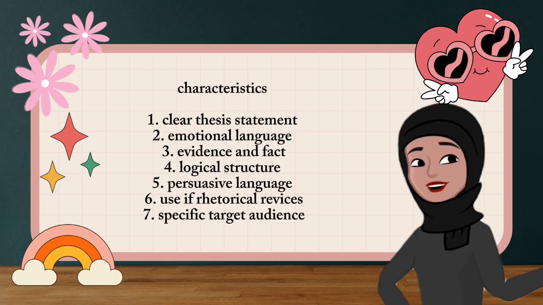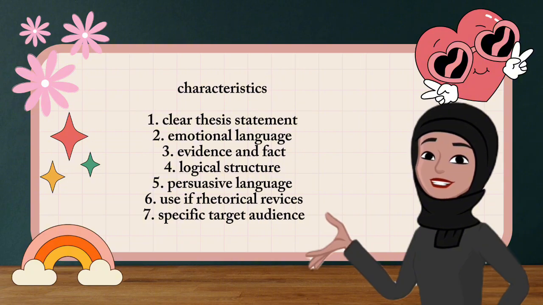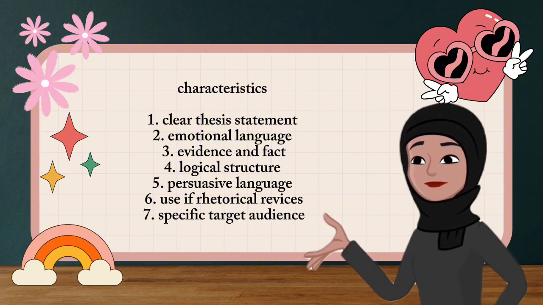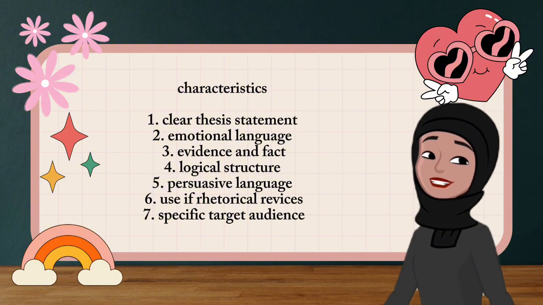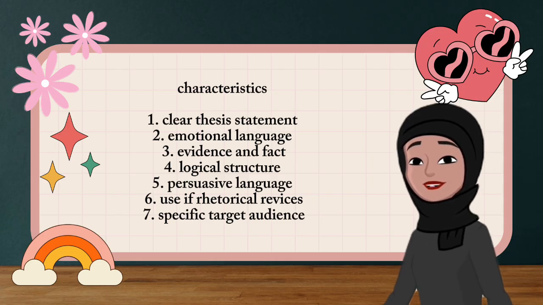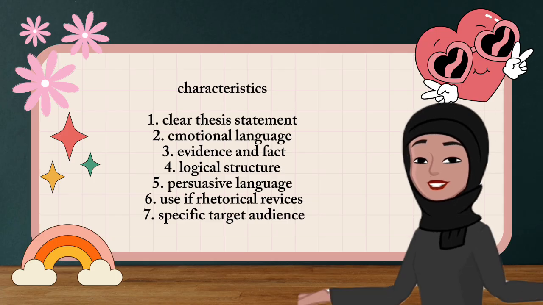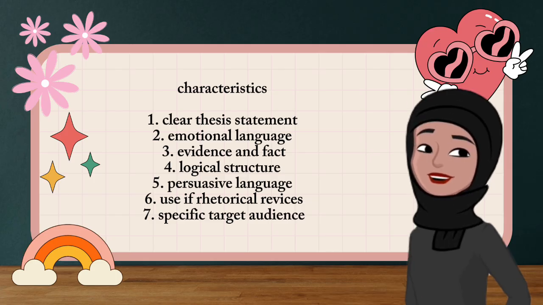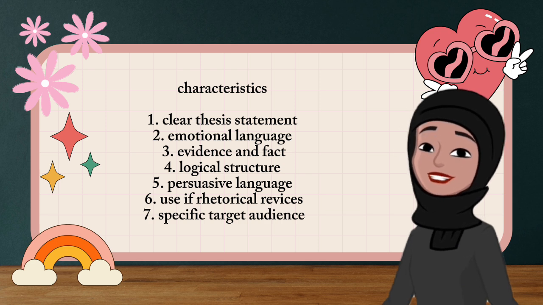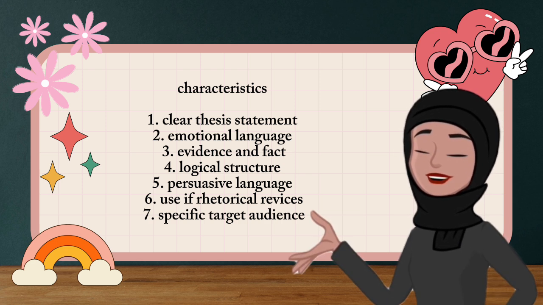Logical structure. The sentences and paragraphs in a persuasive text are arranged logically and systematically. This makes it easier for the reader to follow the flow of the argument and understand the author's intent. Call to action. Persuasive texts usually end with a call to action, encouraging the reader to do something in line with the argument, for example, buying a product, donating money, or changing behavior.